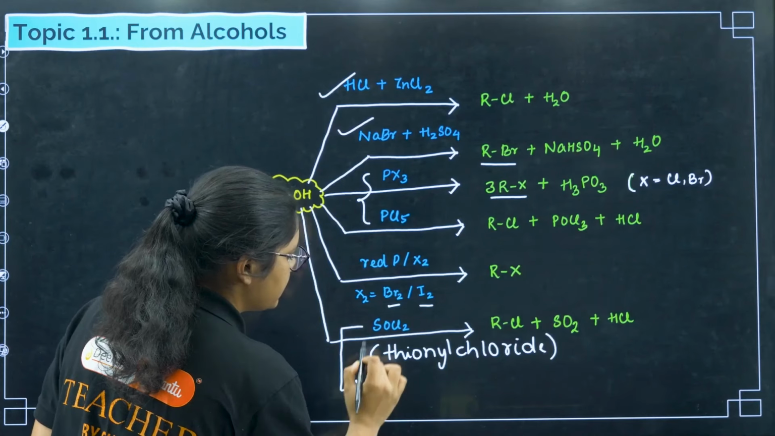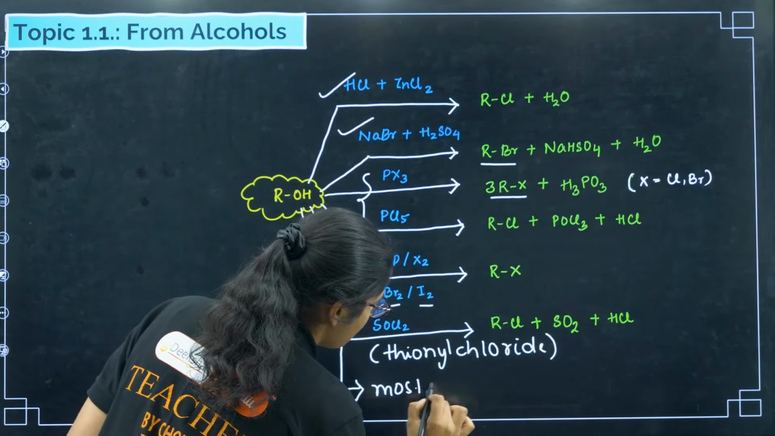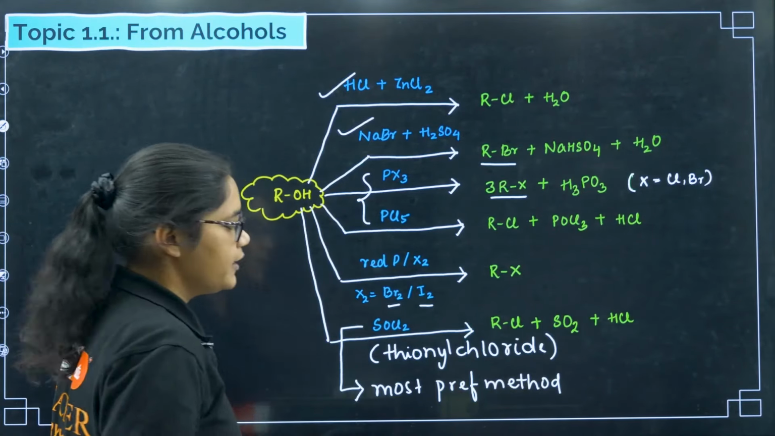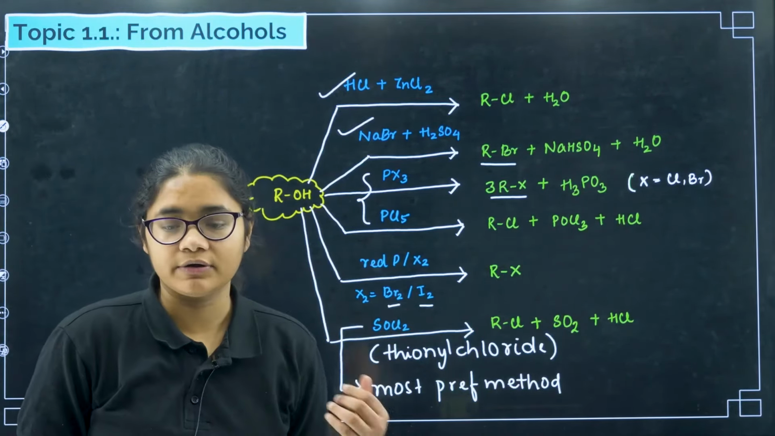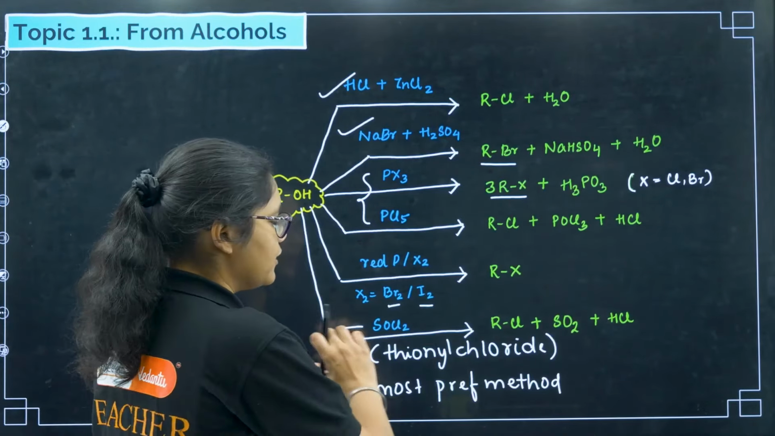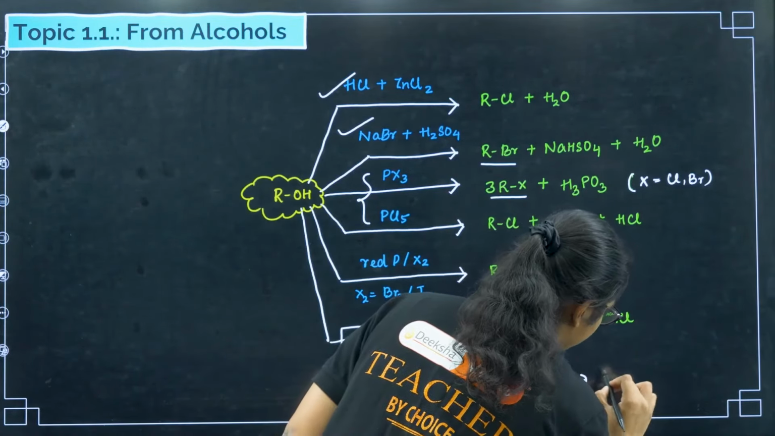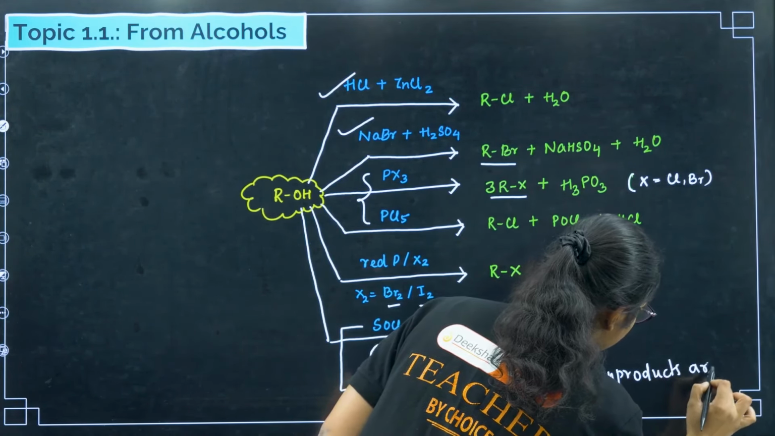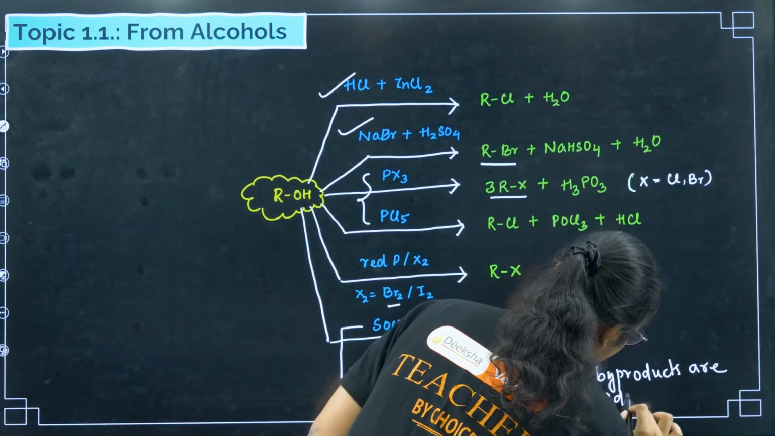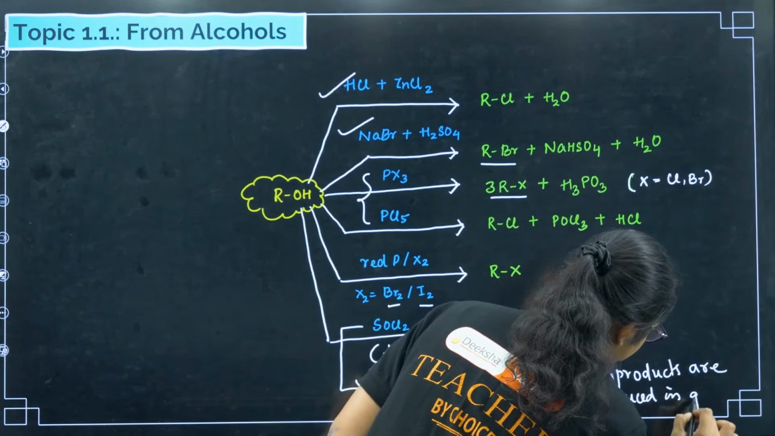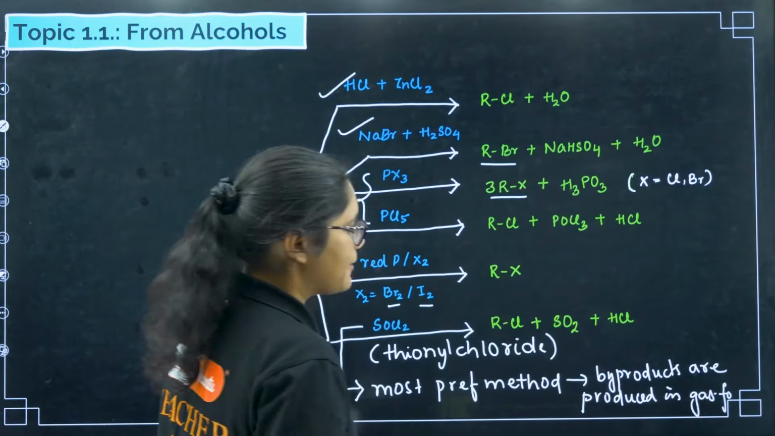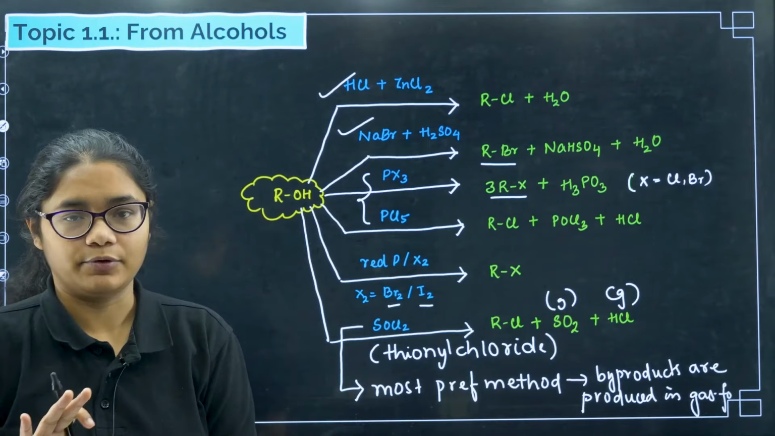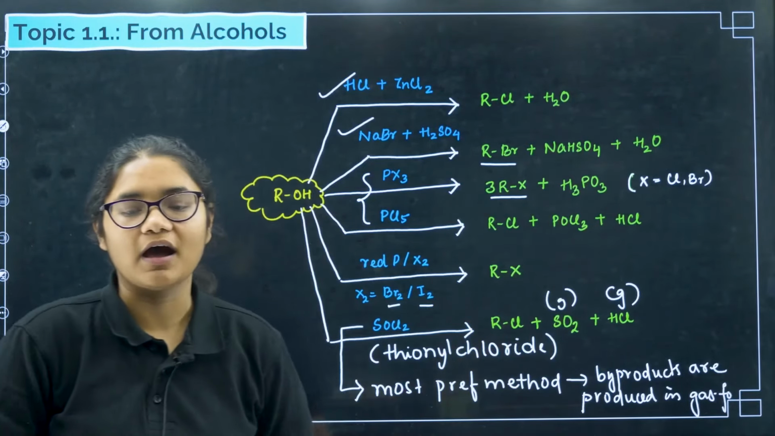Next, what else should we be knowing? That this is the most preferred method. The question can be asked that the reaction with SOCl2 is the most preferred method. Why? So you have to write down this reaction, and the reason why it is the most preferred method is the byproducts are produced in gaseous form. So what will happen? This SO2 is a gas, HCl is a gas, right? So they will evaporate. So in the container you will be having only RCl.